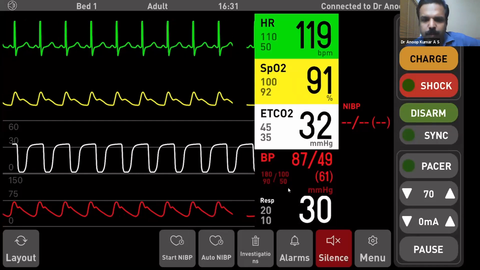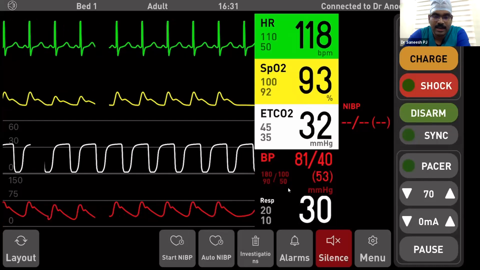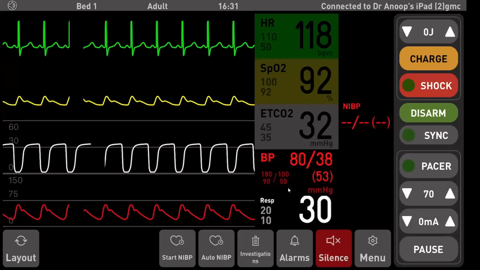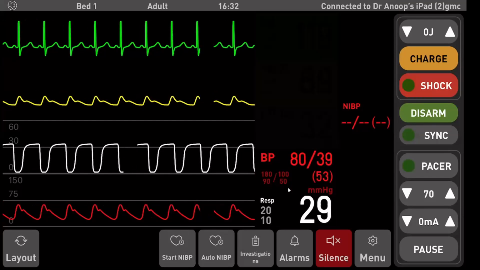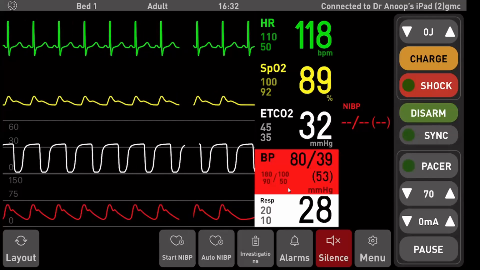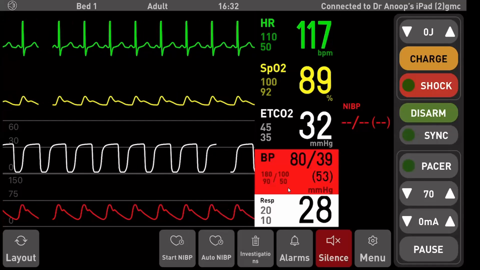Sister, what is the urine output now? In the last half an hour, 10 ml came. So the BP is still on the lower side. I will increase it to 9 to 10 ml, and even if it is not maintaining, I will start the vasopressin.